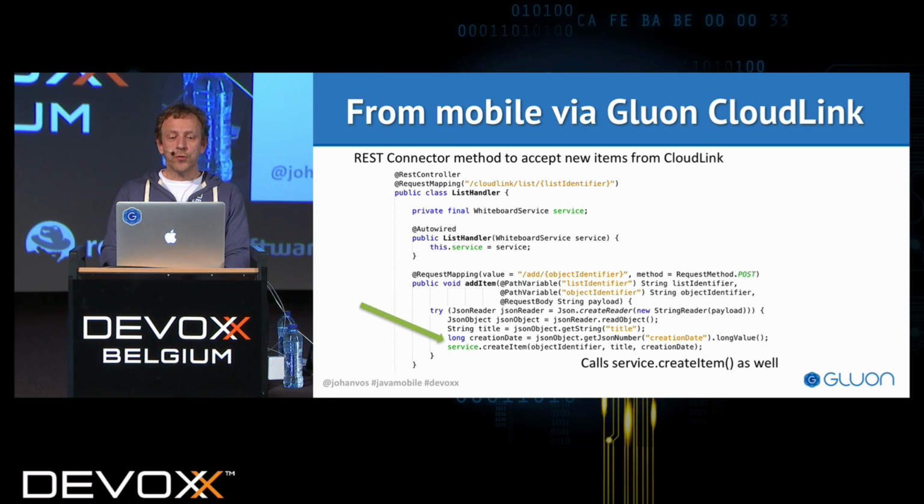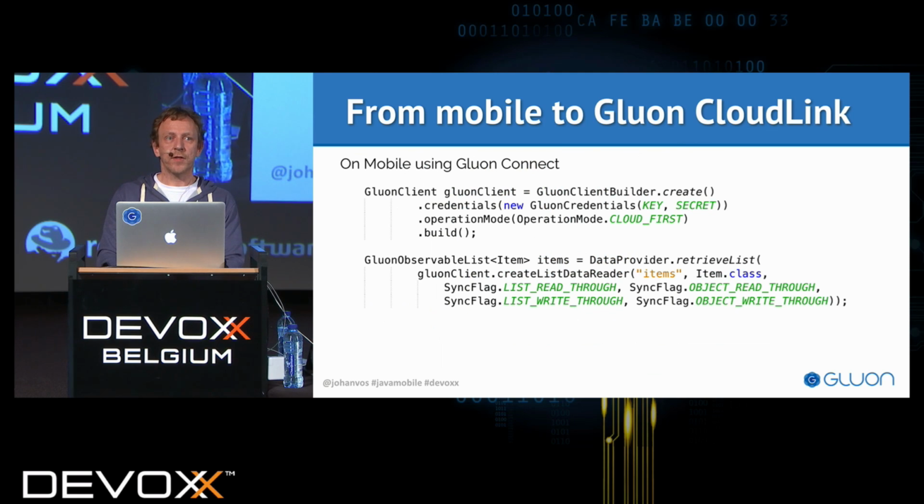Finally, what do we need to do on the mobile client to make sure that we can read this data and add items? It's actually very simple. We create a Gluon client using a Gluon client builder. So this code runs on your mobile application. We use the builder pattern here. We pass it our credentials.